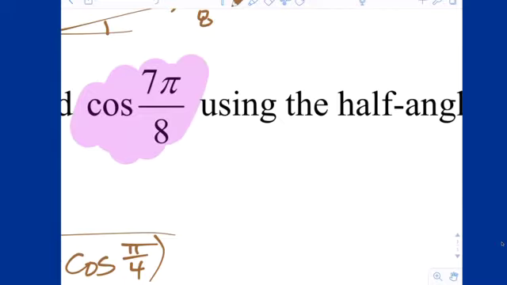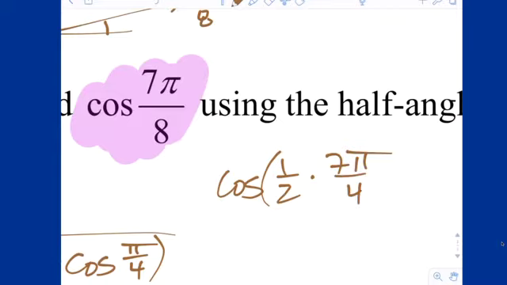But is it half of an angle that's on the unit circle? Is it something pi/8? Yeah. So we are going to be able to use the half angle identity. Here's how you can figure out the angle. It's going to be cosine of 1/2 times double that angle. What's twice 7pi/8? 7pi/4. Now 7pi/4 is on the unit circle. It lives in quadrant 4.